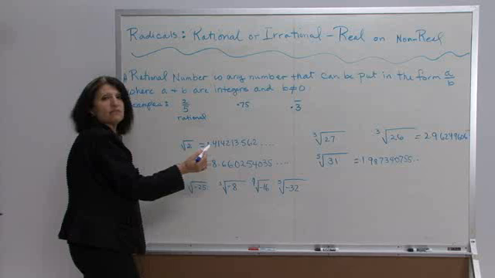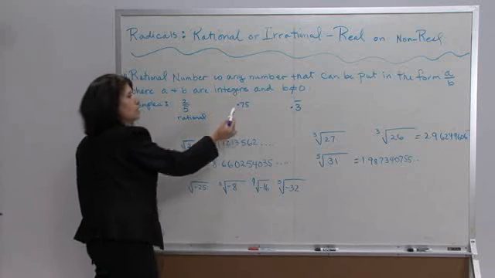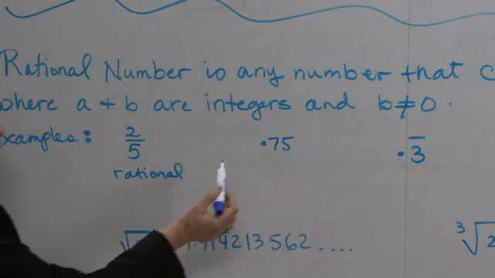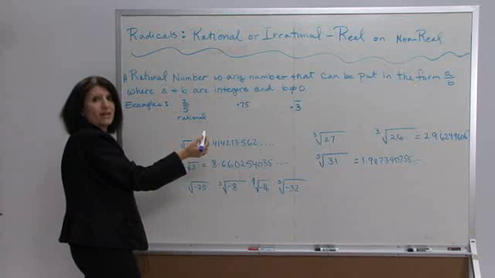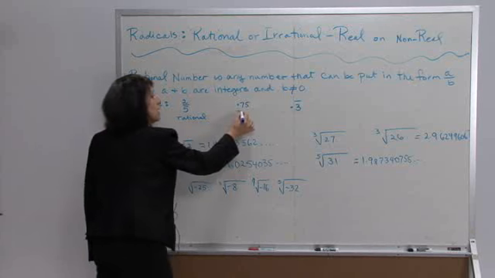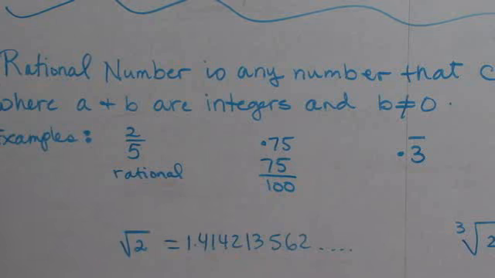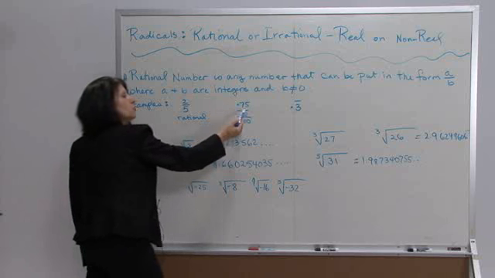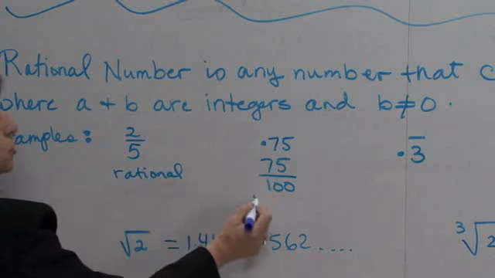Okay, now 0.75, it's a terminating decimal. So I don't have any digits beyond that, and if I do, they're zeros. So I can read 0.75 as 75 hundredths, and then I can write it as a fraction. If you have a terminating decimal, it's always easy to put it in fraction form. So I call this rational as well.